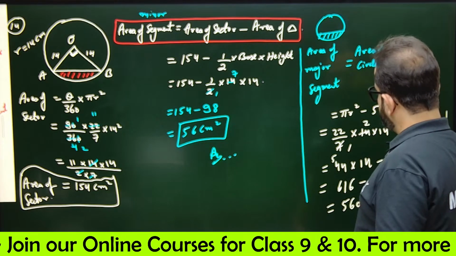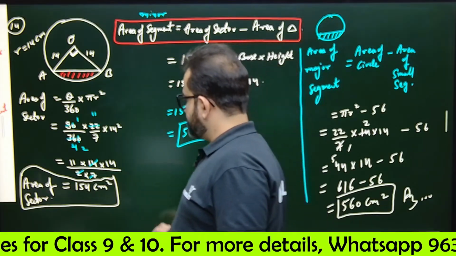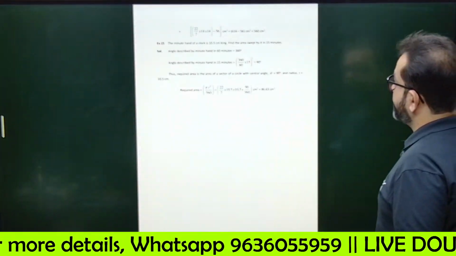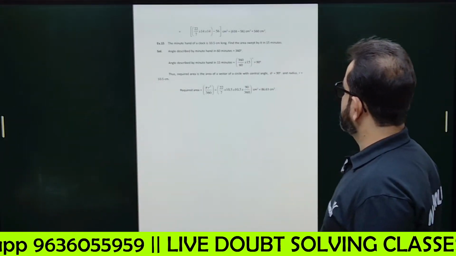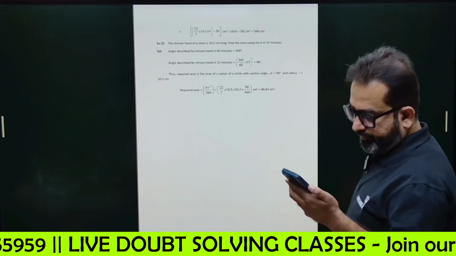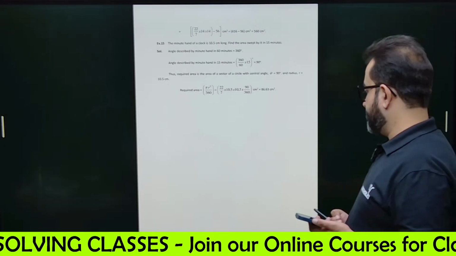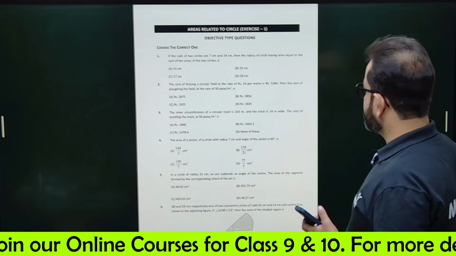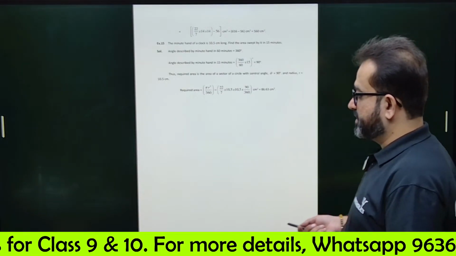560 centimeters squares. Very good. 560 centimeters squares is the correct answer for area of larger segment. 560 centimeters squares, it is very much correct. Clear? Sorted? So this is how we'll be doing questions. Okay. Done. So next part. I guess you must have learned how to find area of sector.